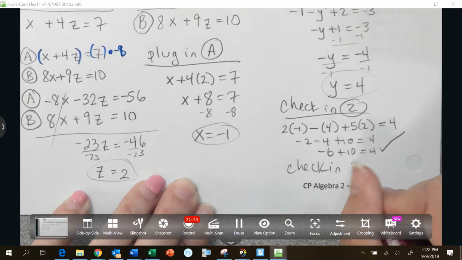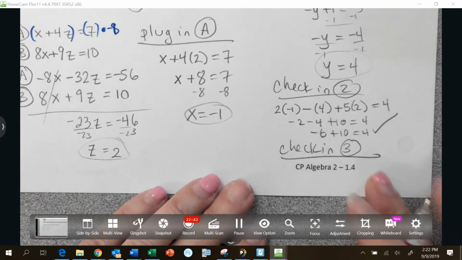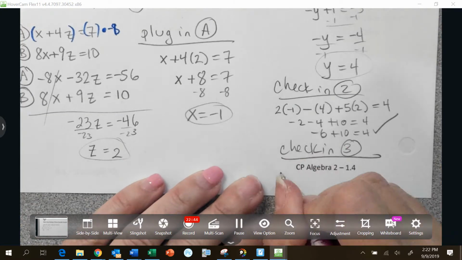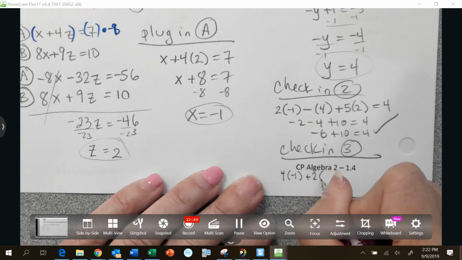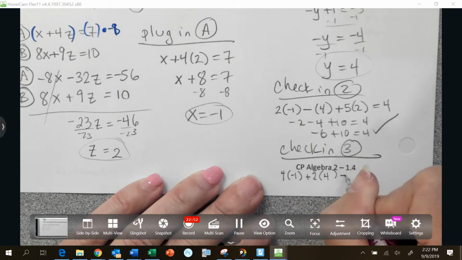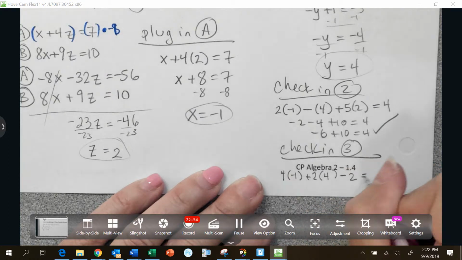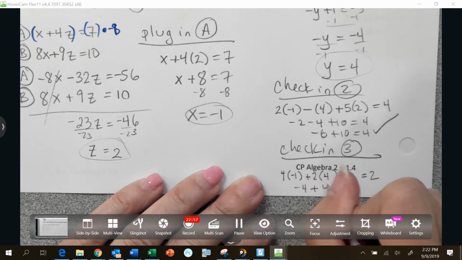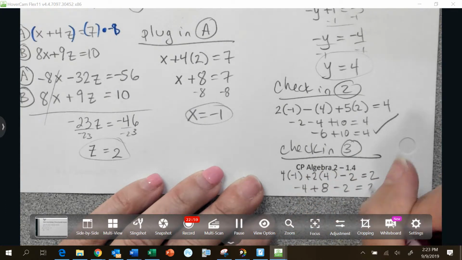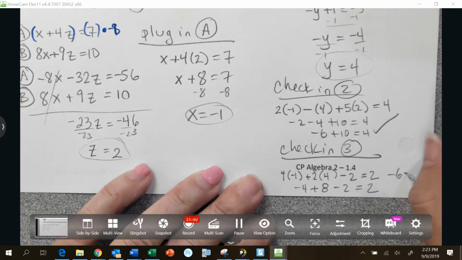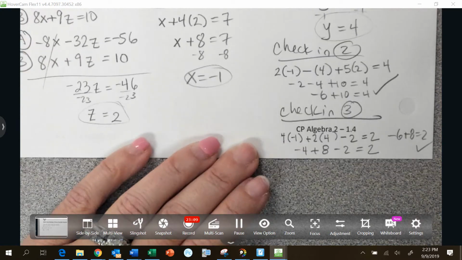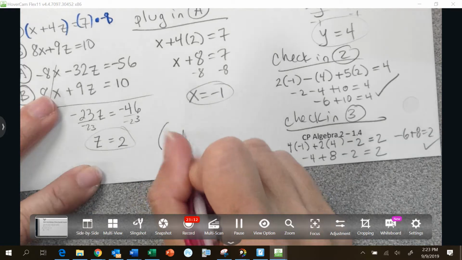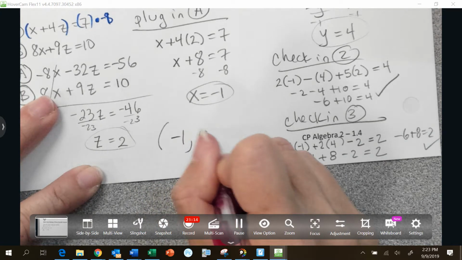I wrote really big. I ran out of space. Check in 3, 4 times negative 1 plus 2 times... That does not check. Mine does. I got negative 6 plus 8 equals 2, and that checks. So my answer should be negative 1, 4, 2.